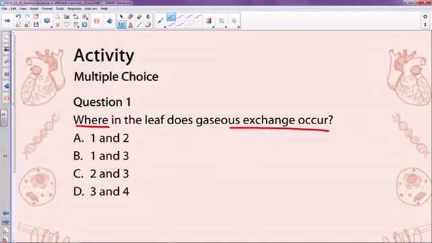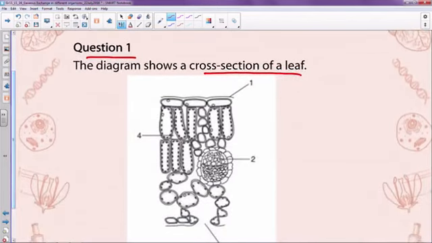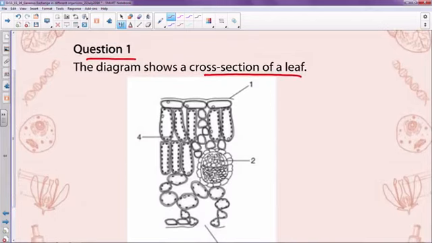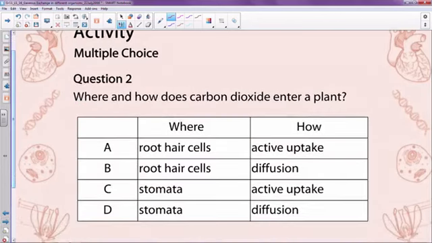I'm going to very quickly go back to that. You've got to determine where gaseous exchange occurs: 1 and 2, 1 and 3, 3 and 4, or 2 and 3. But I'll get back to those options once we've done the rest. Question 2. Where and how does carbon dioxide enter a plant? A, through the root hair cells by active uptake. B, root hair cells by diffusion. C, through the stomata by active uptake. Or D, via the stomata through diffusion.